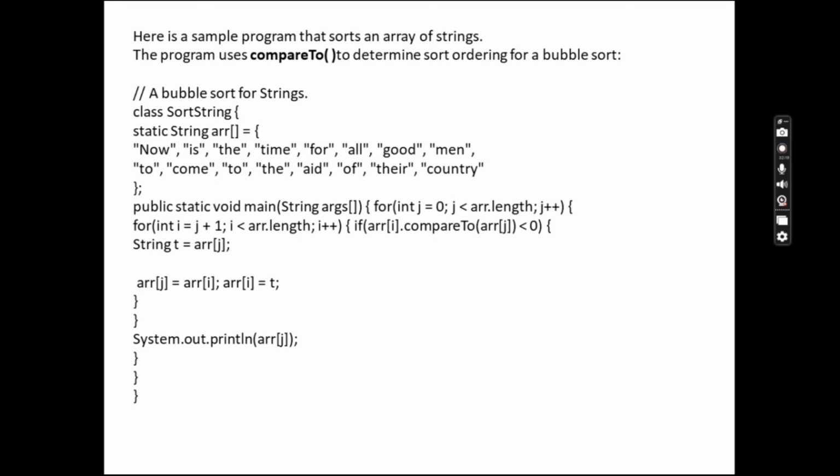If arr[i].compareTo(arr[j]) is less than 0, that means if "is" is less than "now", so "is" will come first. A temporary string t is taken as arr[j]. So arr[j] is what here? "Now". So "now" will be taken outside, then "is" is put in arr[j], that is at the place of "now", and arr[i] is set equal to t. Then the temporary variable "now" is placed in the second position, and then the sorted array is displayed.